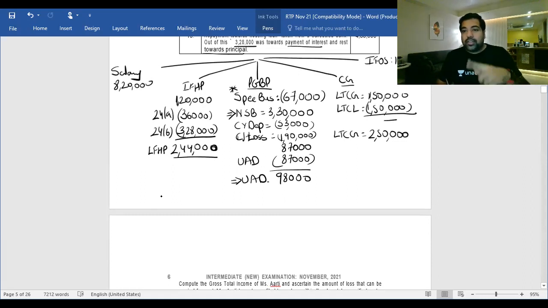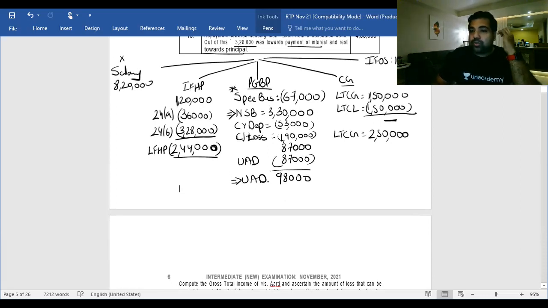First, you will do within the head adjustment. Salary, there is no requirement. Income from house property, there's a loss, but I cannot do intra-head anyway. PGBP, I've already done it. Capital gain I've already done. IFOS, there is no loss, so no requirement. Next is one head will go to the other head if required. Salary will not require because they have a profit.